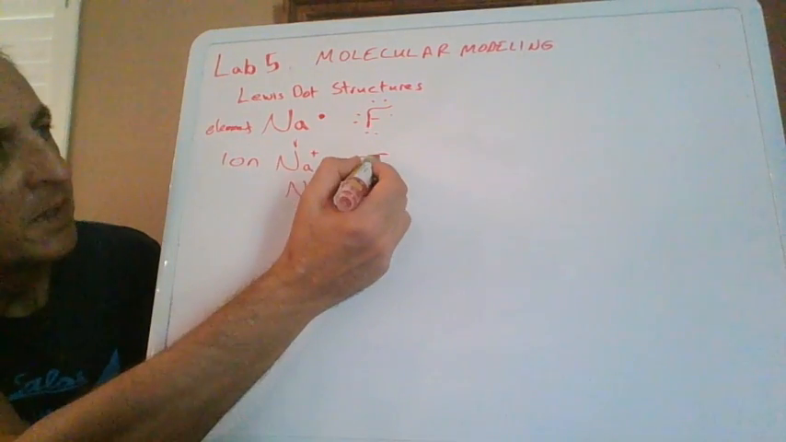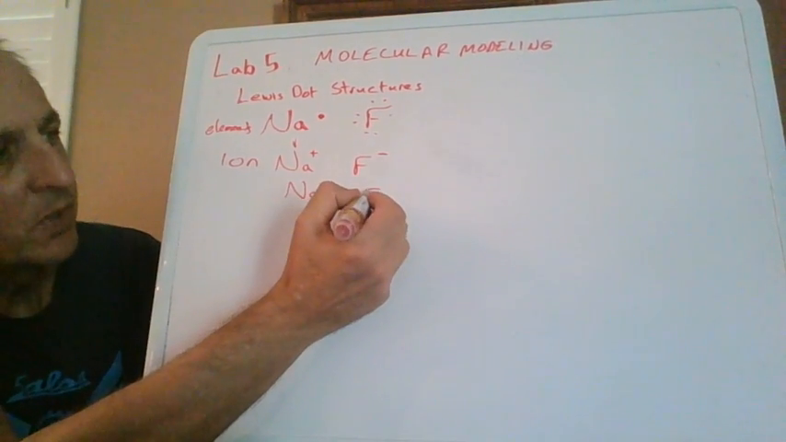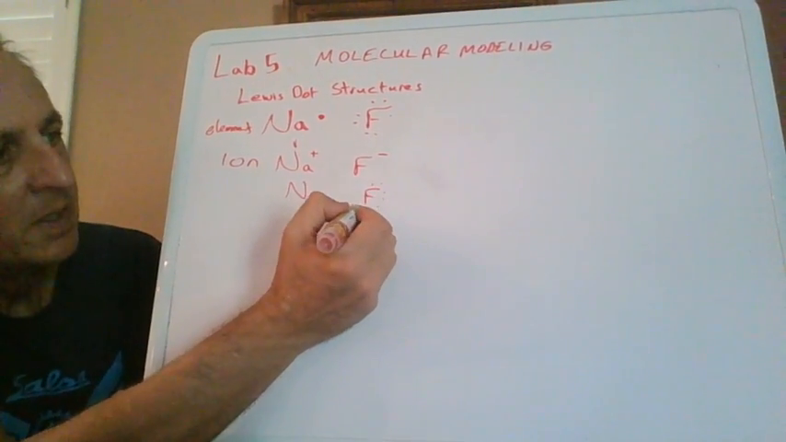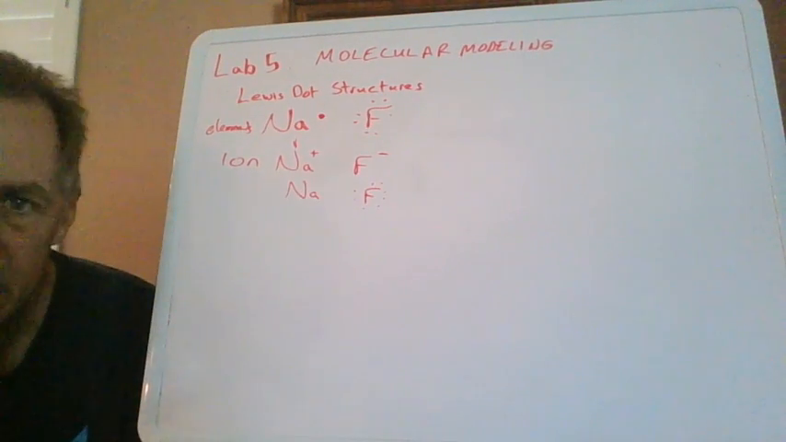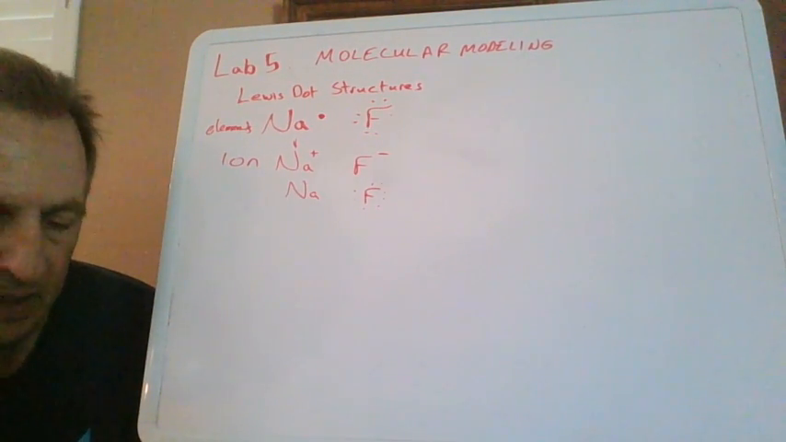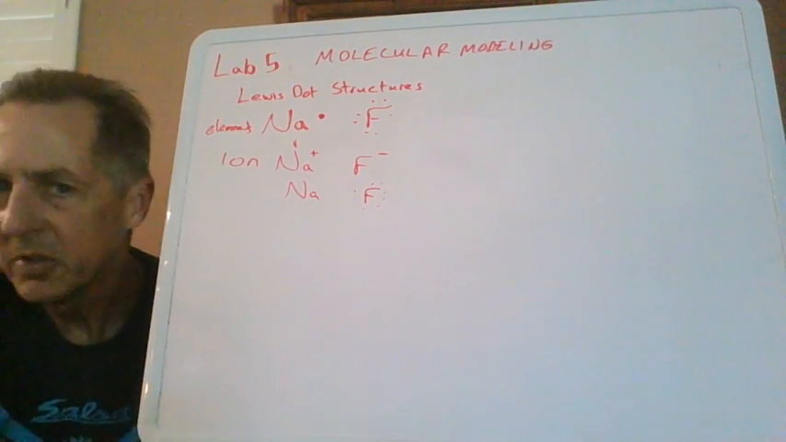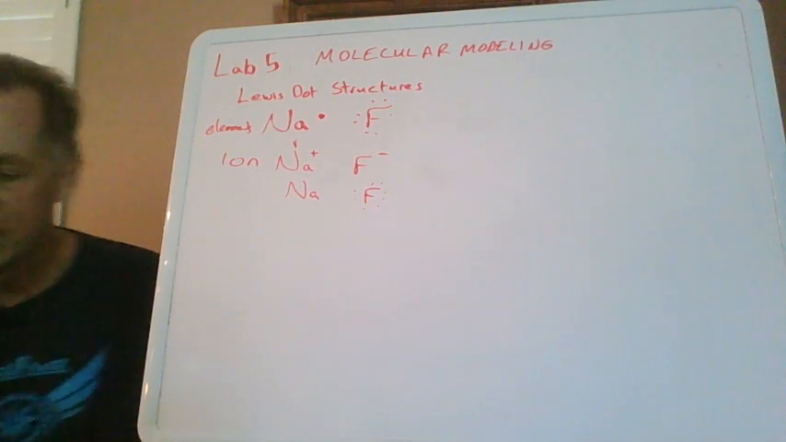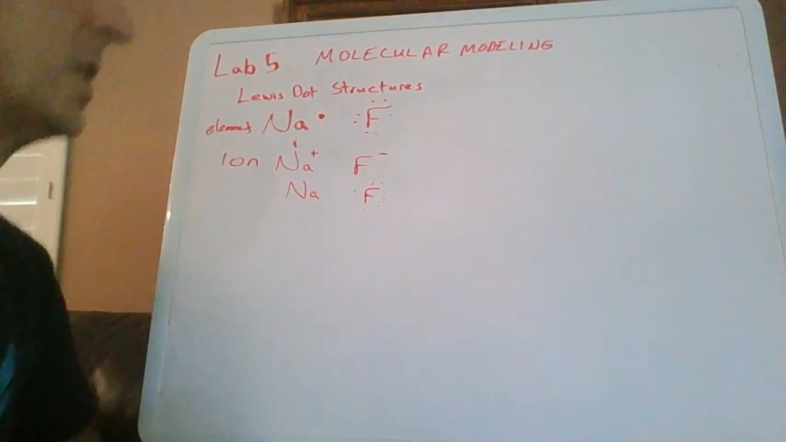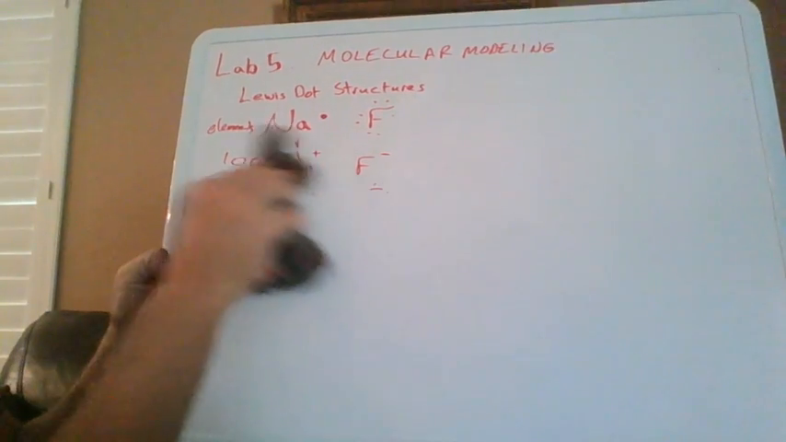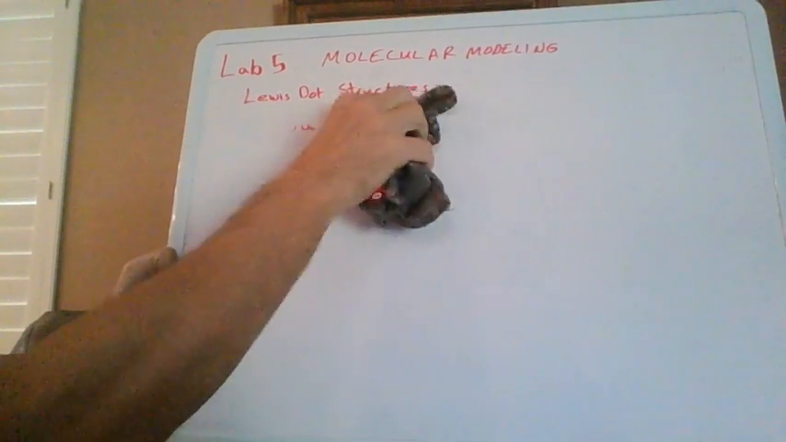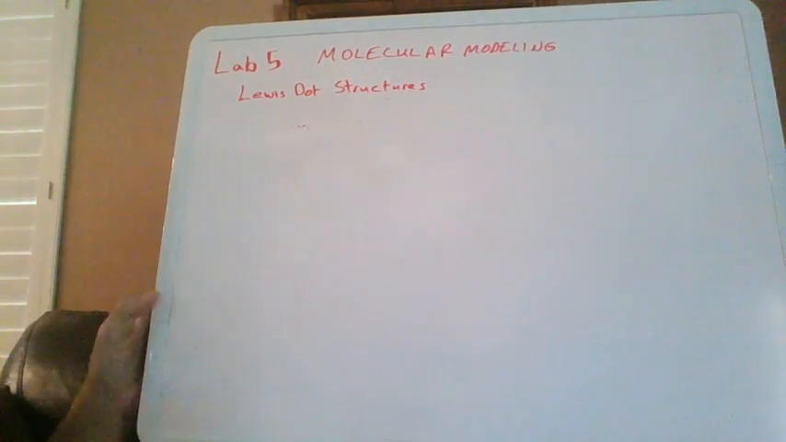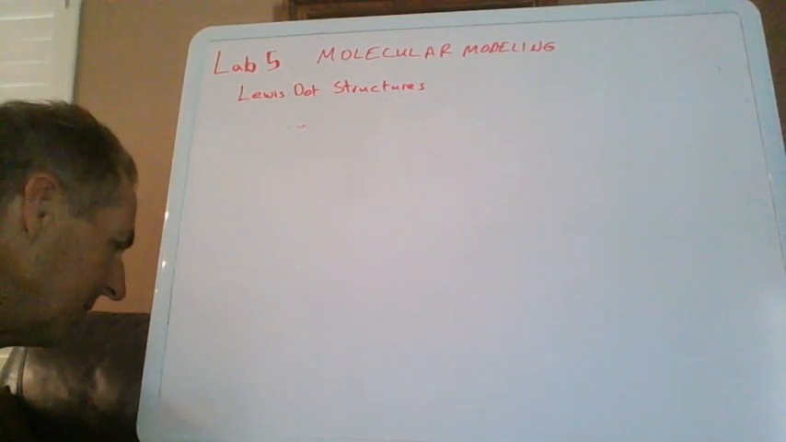But fluorine gained an extra electron, so if we were drawing its Lewis structure, then it would have an extra electron out there on the outside. So once we learned how to draw these simple Lewis structures of just elements and ions, then we moved on to doing Lewis dot structures of actual molecules, right?